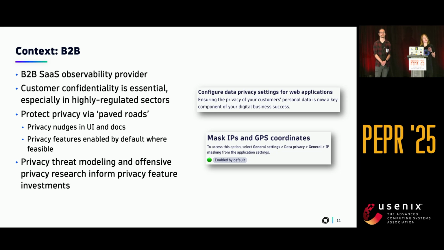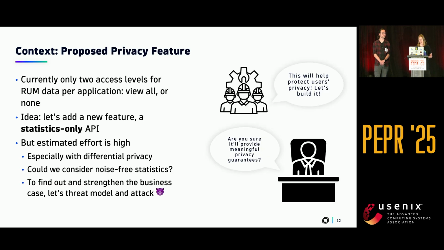Instead, we just try to support them in figuring that out for themselves. And one of the ways we do that is by establishing privacy-paved roads, so that the easiest way to configure and use the product is also the privacy-preserving way. And that, of course, includes offering privacy features. And when we're trying to decide which ones to invest in, privacy threat modeling and offensive privacy research can help us understand which would be our best investments. We've been thinking about this malicious user scenario specifically for RUM, and we have an idea for a product feature that could help. Instead of offering all or nothing access to RUM data per monitored application for our customers' users of Dynatrace, we want to add a new statistics-only API, which could be useful for customer employees who are more interested in broader trends and don't have a good reason to access the raw data.